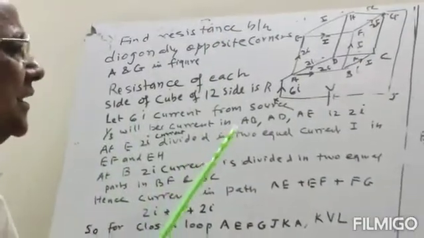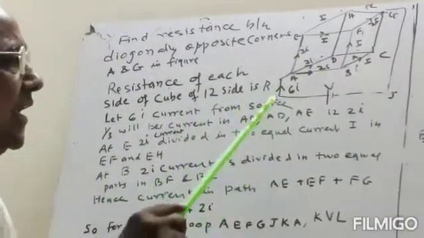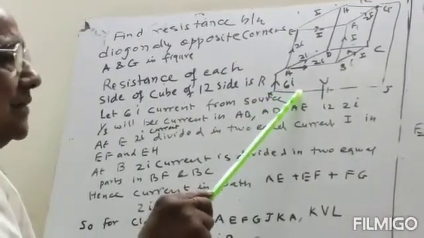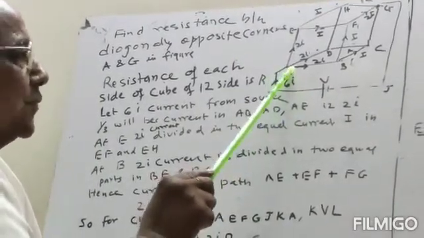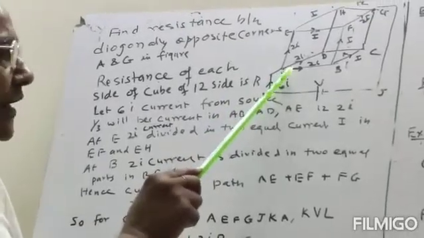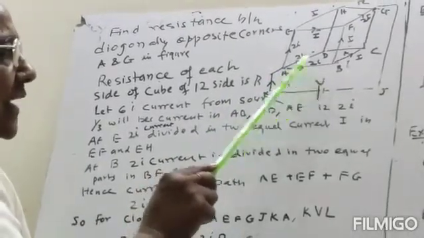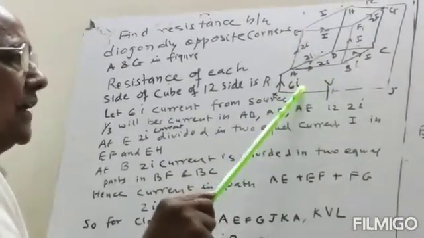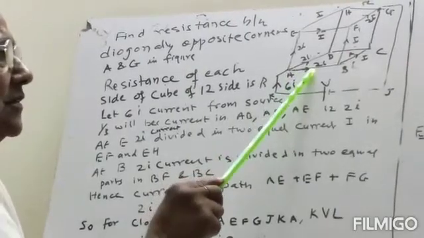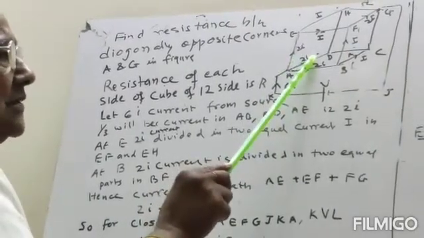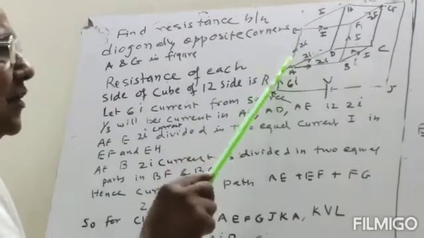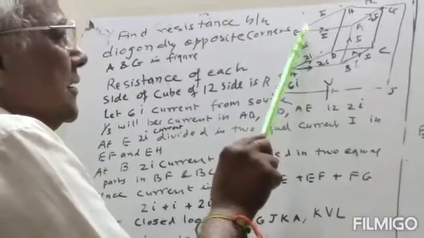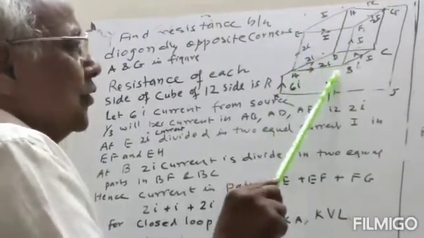Now for the sake of simplicity, we consider the current which is entering to be equal to 6 into I. Now at this point A, by Kirchhoff's current law, it will go this side and this. These sides are equal, so it is equally divided, means 2I will be in this side, 2I in this side and 2I in this side.